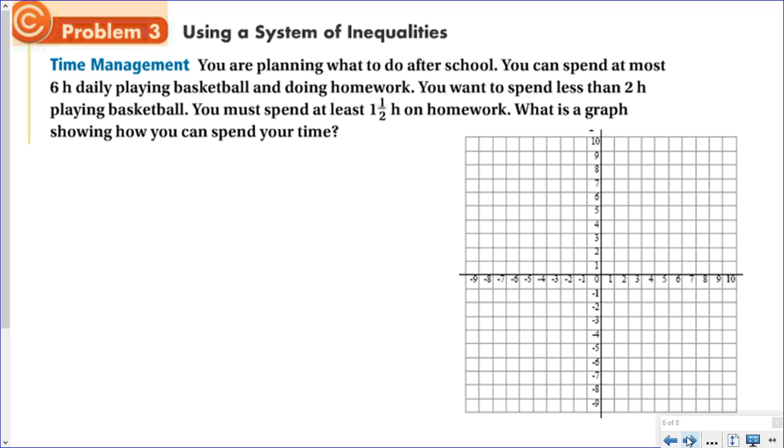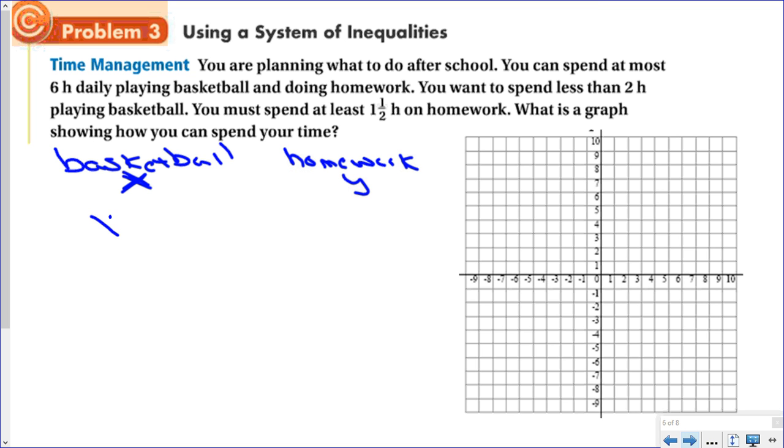All right. Okay, so a word problem here. You can spend at most 6 hours playing basketball and doing homework. So that's a combination of the two. It is important that basketball represents X. I could use B, but when you graph, you usually use X and Y. And homework is represented by Y.